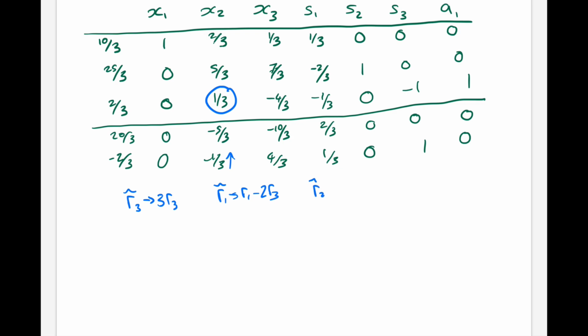Our new row 2 will be our old row 2 minus 5 lots of the old row 3. Our new row 4 will be our old row 4 plus 5 lots of the old row 3. And our new row 5 will be our old row 5 plus the old row 3.